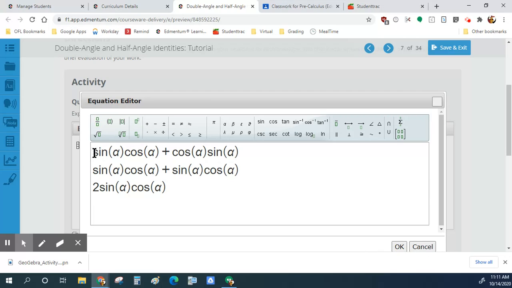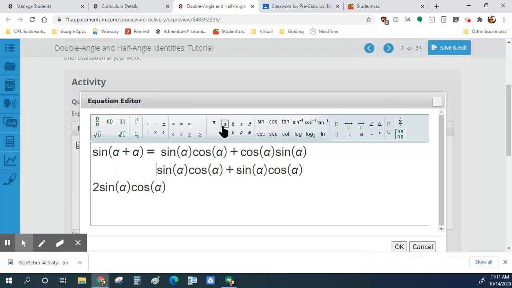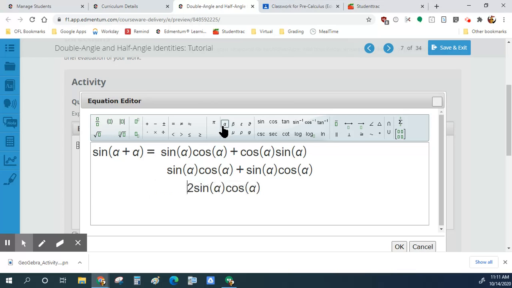We're just taking our sum formula. In this case, the sum is sine of alpha plus alpha, not beta, equals this. And then we can just keep rewriting that over and over again. So we're going to reorganize it and do this. So this allows us to do certain angles that we wouldn't have been able to do before.